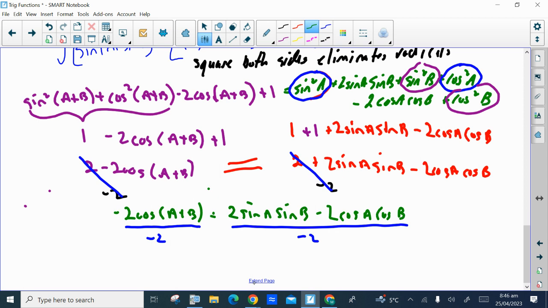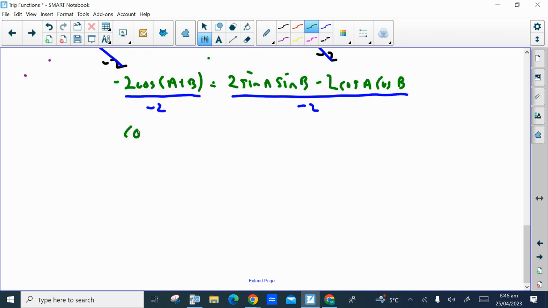And that'll give us cos of A plus B on the left equaling, when I divide by negative 2, this first term is going to become negative. The second term is going to become positive, so I'll start with that one. Cos A cos B. And again, this first term, when you divide by negative 2, becomes negative sine A sine B. There's the proof for the sum identity for cosine.